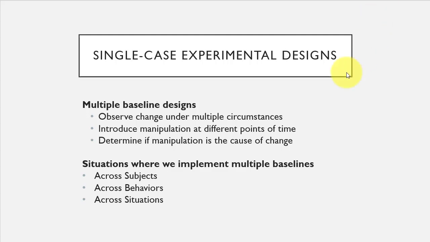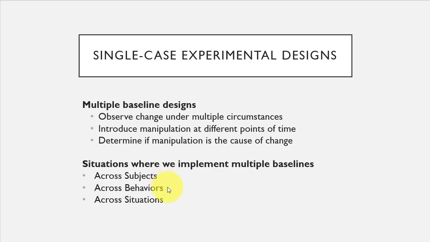There are 3 different kinds of situations where we implement multiple baselines. One is across subjects, so we could see if an intervention works with different types of people. For example, we could see if a candy reward system works. If you're in a school setting and you have a classroom and you say, we're going to reward you with candy if you are good throughout the day, you could see if that intervention works with first graders, fifth graders, and high schoolers to see if there is a similarity or a difference in how those individual subjects or the classroom subjects would respond.